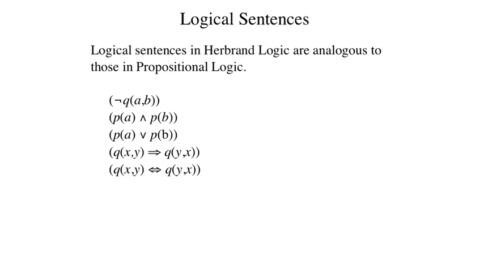Logical sentences in Herbrand logic are defined the same as logical sentences in propositional logic. There are negations, conjunctions, disjunctions, implications, and equivalences or biconditionals. The syntax is exactly the same, except that the elementary components are relational sentences and equations and so forth, rather than proposition constants.